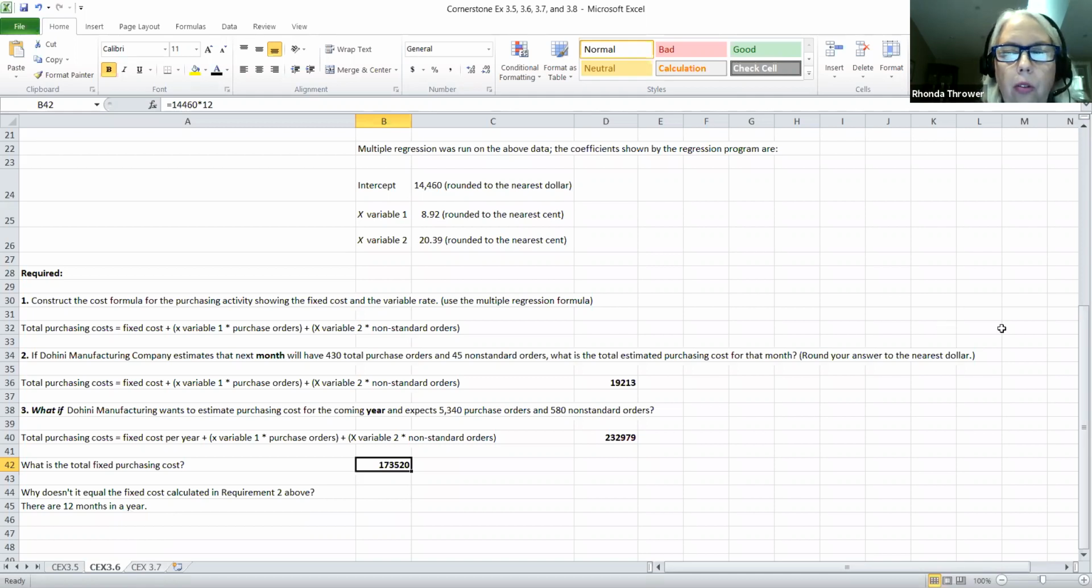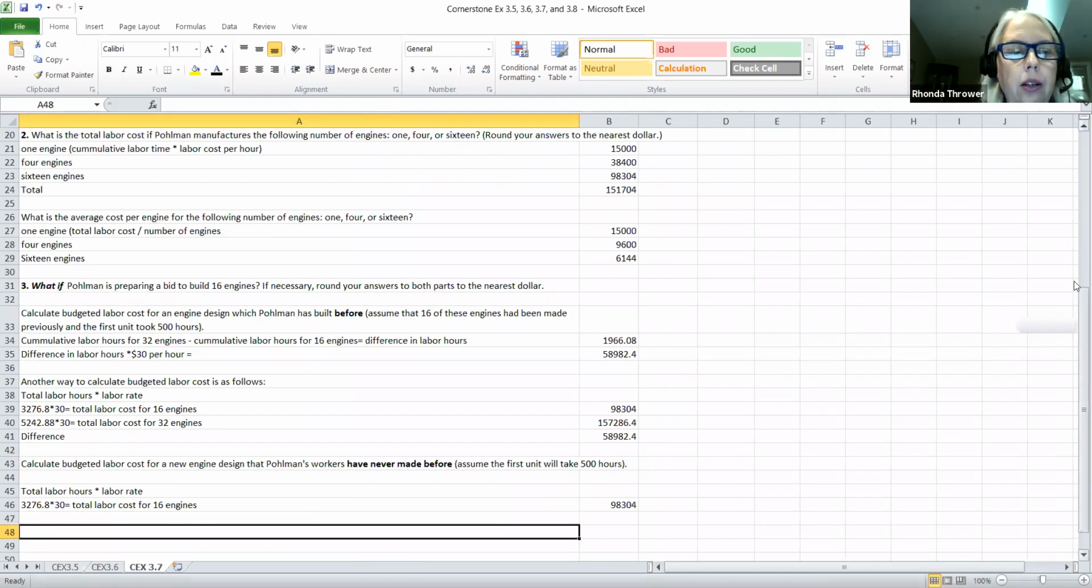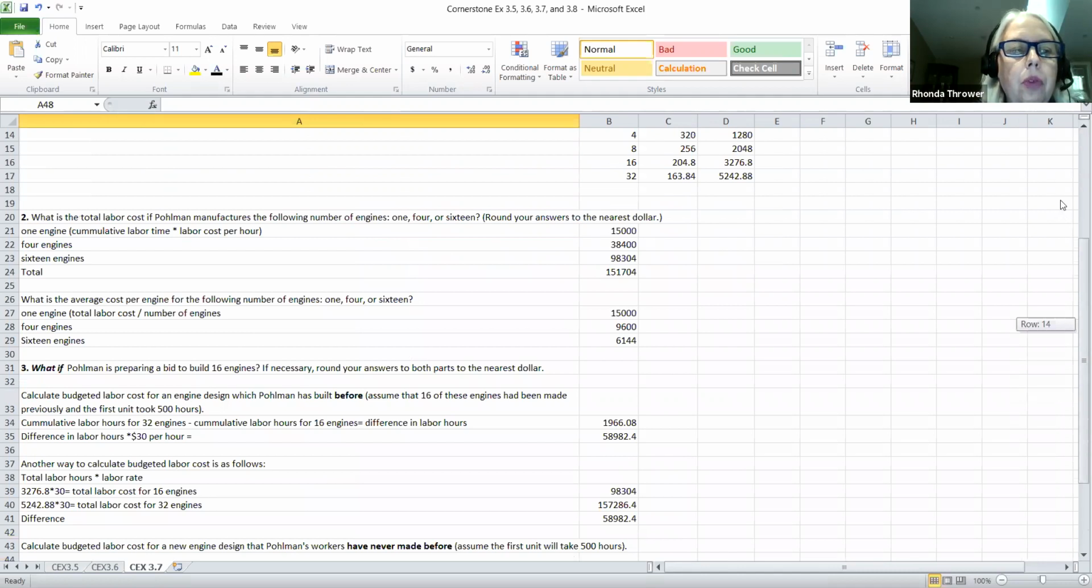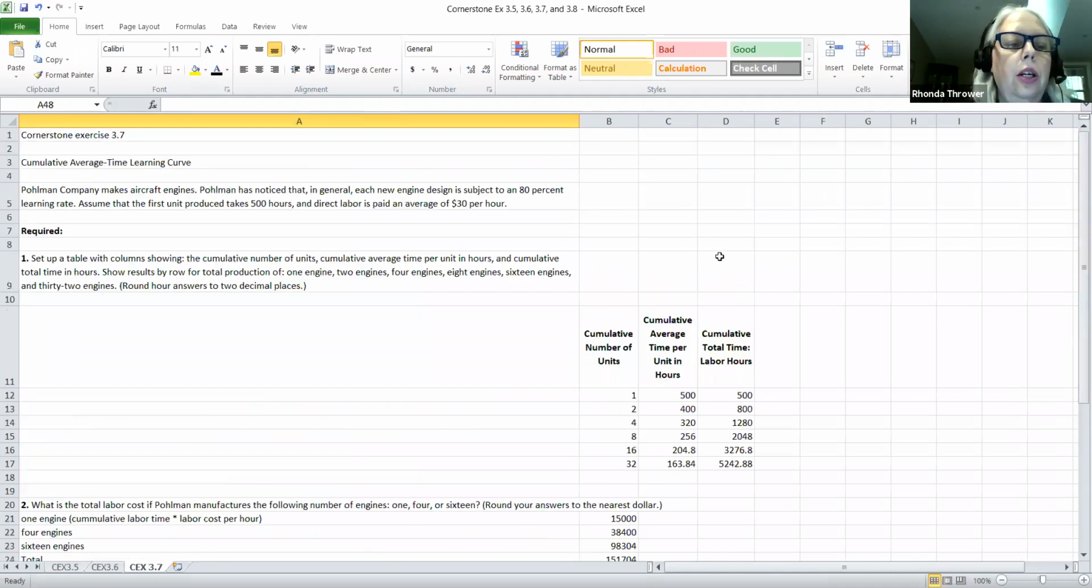Our next exercise that I want to look at has to do with the cumulative average time learning curve. And we haven't talked much about that, but I think it's easiest just to go ahead and jump on into an example of what it's going to be so I can explain it as we go. This is going to be the Pullman Company, and they make aircraft engines.